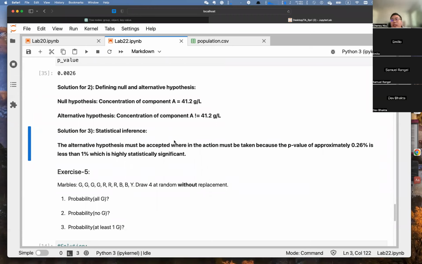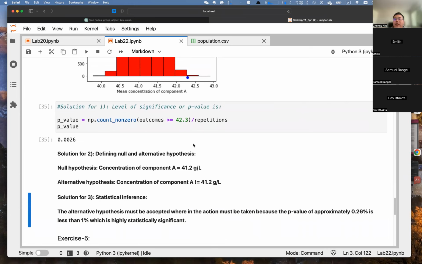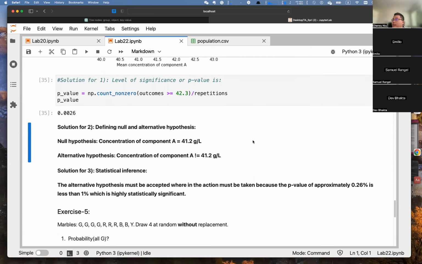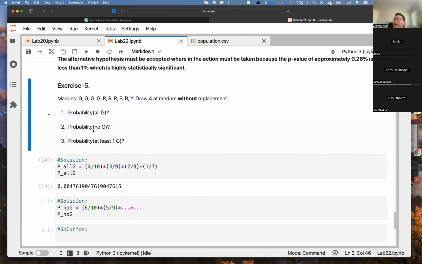No, you don't need to change the number. You don't need to change the number. Only please run all the cells and understand how to set the hypothesis and how to determine to accept or reject the hypothesis. Okay, so for exercise 4, any questions? Yes, just right. Don't change anything. Okay, and the last one is exercise 5.